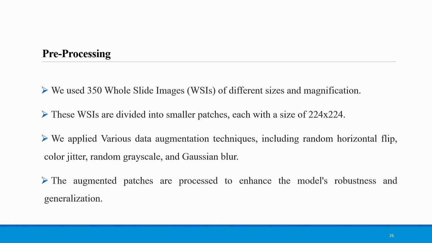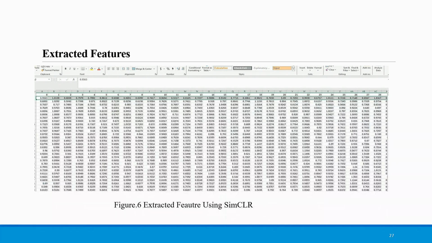purpose. In the pre-processing, we use different sizes and magnification levels. We also convert all the whole slide images into the same patch size, 224 by 224. We also applied different data augmentation techniques like random horizontal flip, color jitter, random grayscale, and Gaussian blur. Then the augmented patches are processed to enhance the model robustness and generalization.